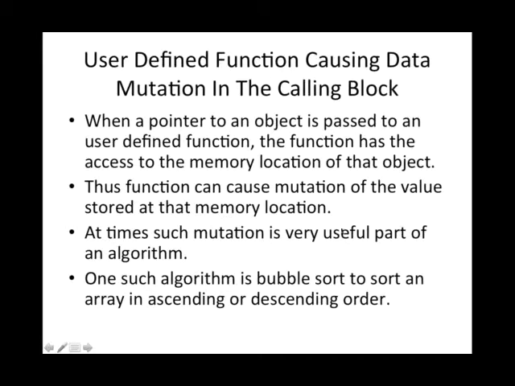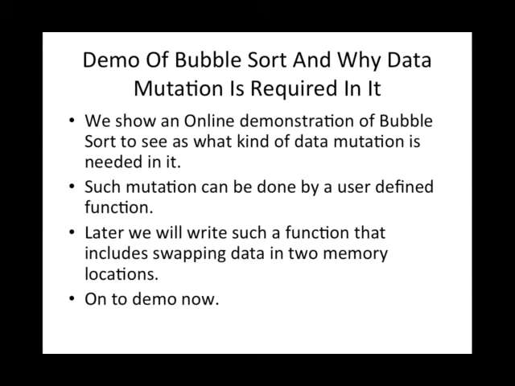At times, such mutation is a very useful part of an algorithm, and one such algorithm is bubble sort, to sort an array in ascending or descending order. We're going to demo bubble sort just briefly, to show what bubble sort is and why data mutation is required in it. We show an online demonstration of bubble sort to see what kind of data mutation is needed. And that mutation can be done by a user-defined function. Later on, we'll write such a function that includes swapping data in memory locations.